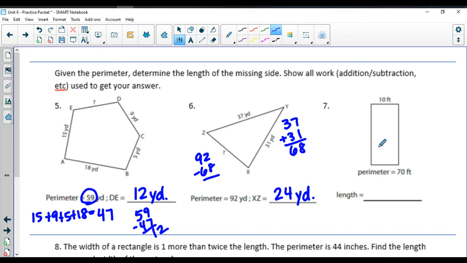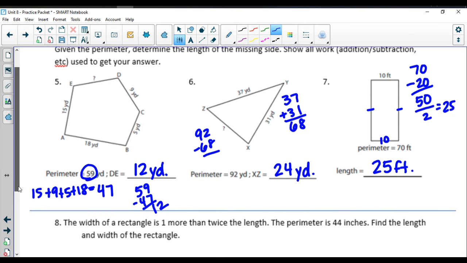In this one, with our rectangle here, we know that these two sides are 10. So we have 10 plus 10 is 20. So we're going to take the perimeter of 70, subtract away that 20, which leaves us with 50. But we need to split that between these two equal sides. So 50 divided by 2 is going to give me 25 feet for each of those lengths that are there.